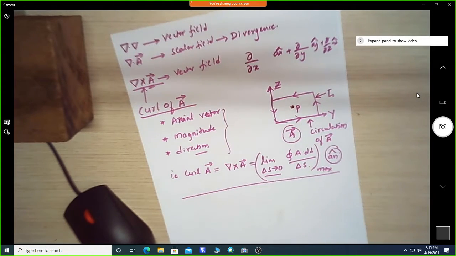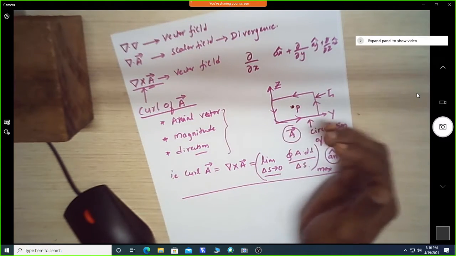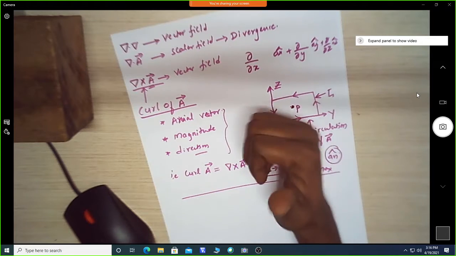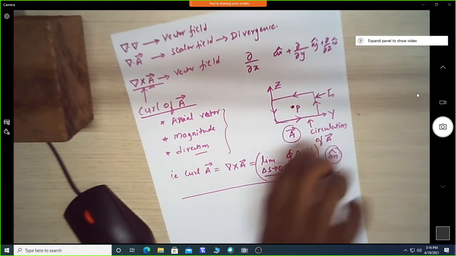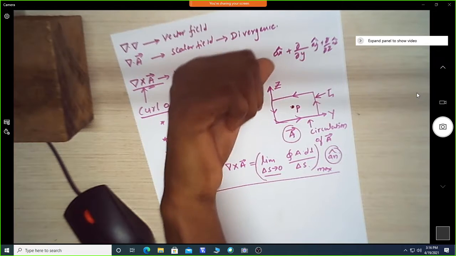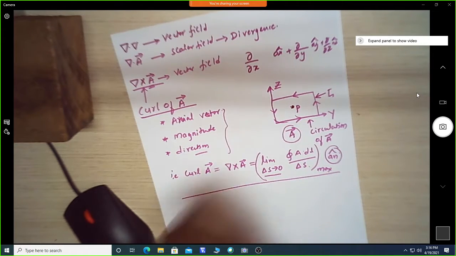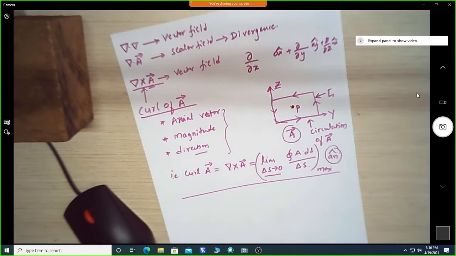The normal direction we can even define using the right hand rule. If the circulation is like this, then the direction is coming out of the page, toward you. If the circulation is opposite, the normal direction is going into the page. That is defined by the right hand rule.